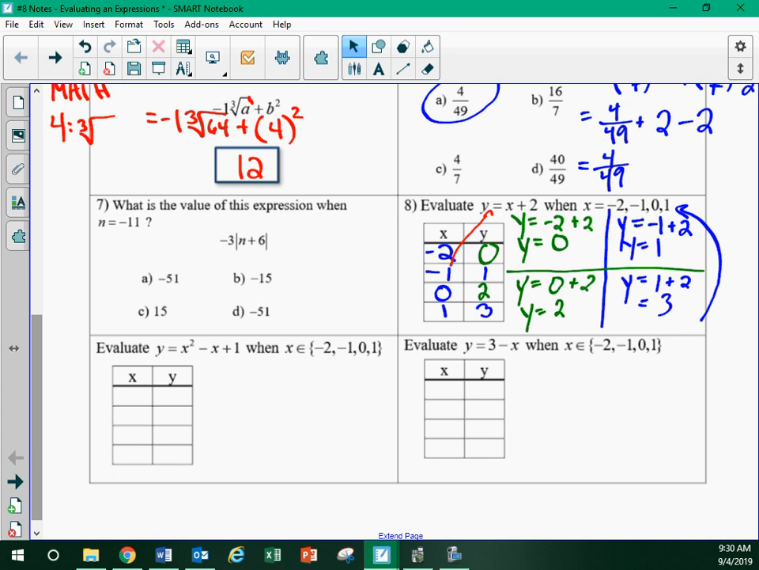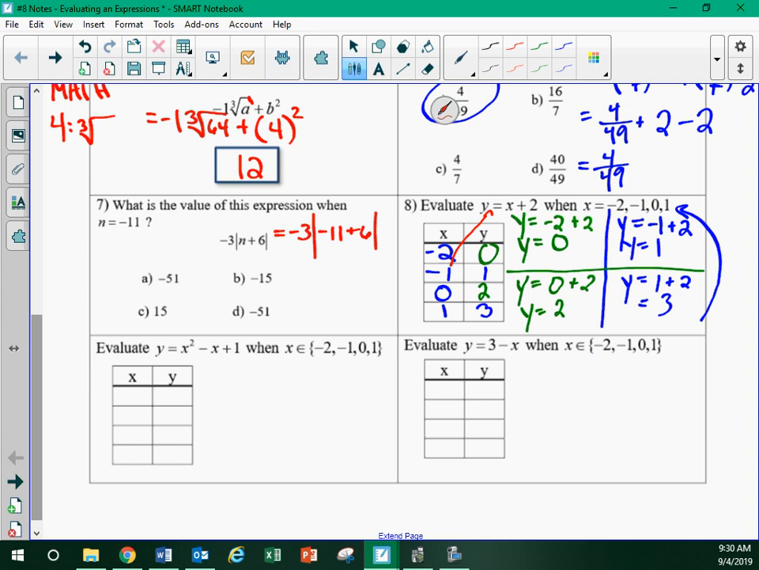Okay, good work. Number 7, I want to go over it together for those of us that aren't sure how to do this one. All right, so again, we're going to rewrite this. So I have -3, my absolute value bar. What do we have instead of n? -11, good. Don't lose your negative. And then +6.